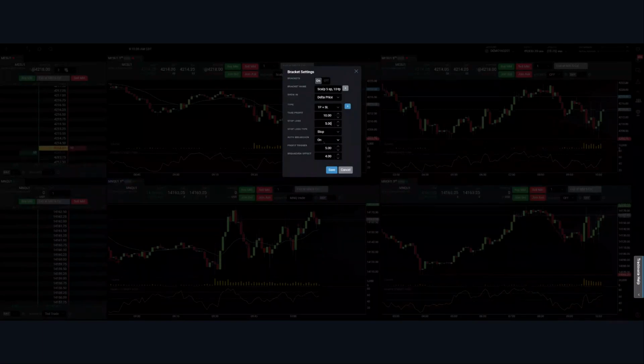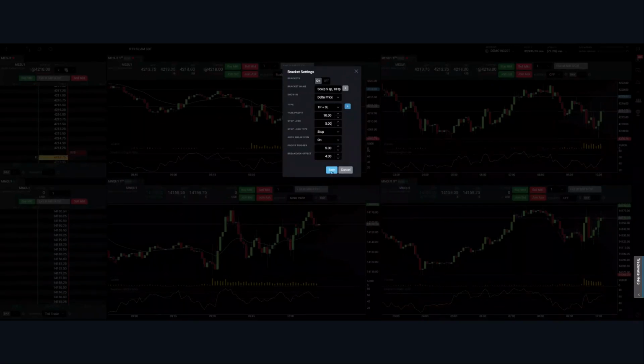Then you can have a break even set. Once you have a certain amount of profit, you can set your break even to a certain number. Obviously it would trigger on take profit of 10, but the break even would be at 4. Okay, so let's put this trade on and see what happens. I'm going to save this now.